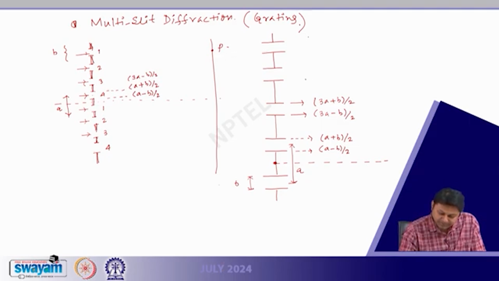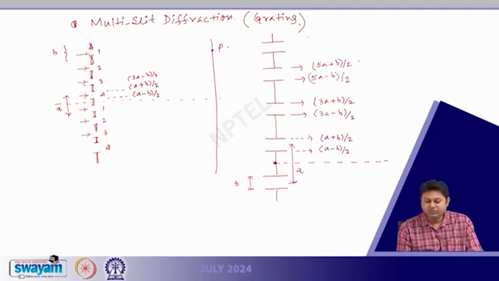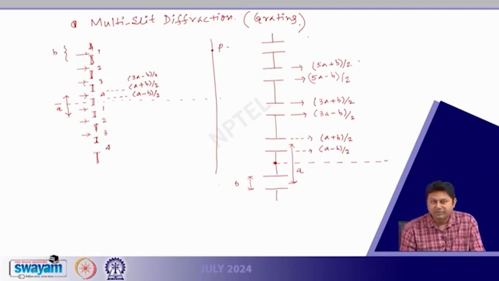This point will be similarly 5 A minus B by 2. This point will be 5 A plus B by 2, and so on. I believe you just follow the geometry and you will readily find out what are the coordinates of this point. So, I am just doing a few cases.